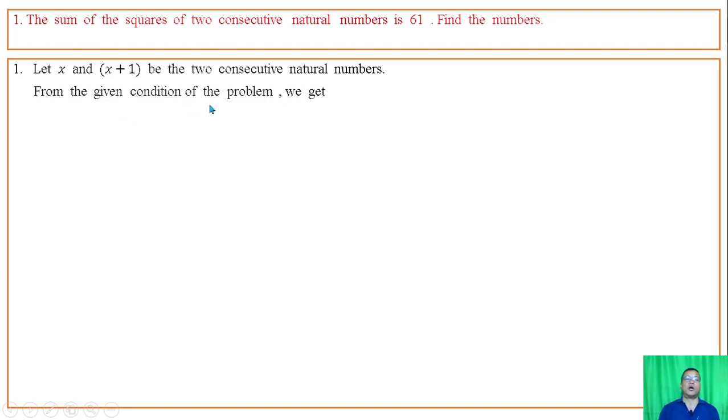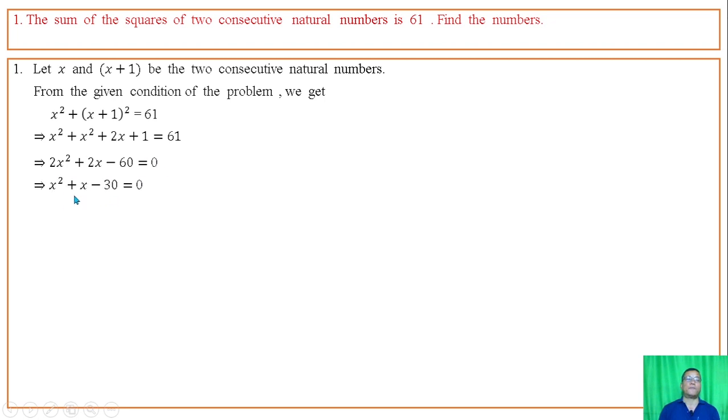From the given condition of the problem, we get x square plus (x plus 1) whole square equal to 61. Expanding (x plus 1) whole square, we have x square plus 2x plus 1. Combining x square and x square, we get 2x square plus 2x minus 60. Dividing each term by 2, we have x square plus x minus 30 equal to 0. Factorizing this quadratic expression, we have (x plus 6) into (x minus 5) equal to 0.